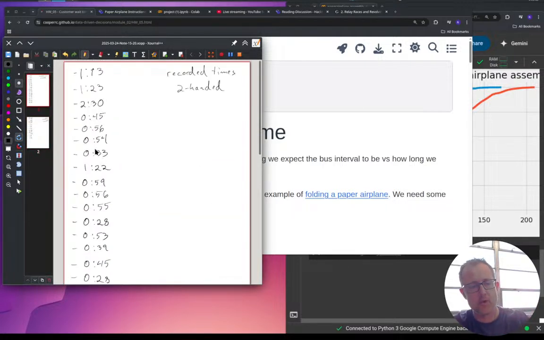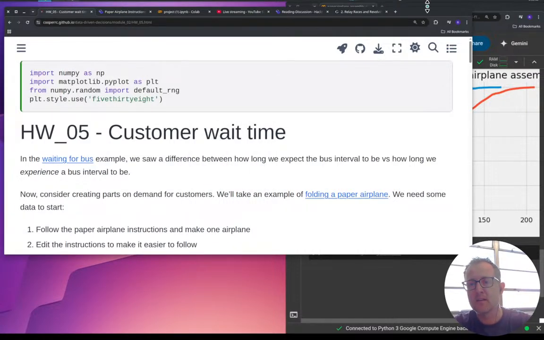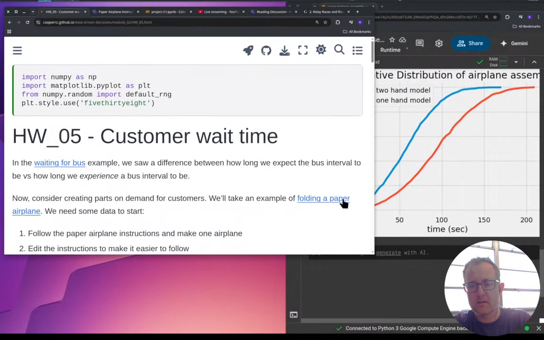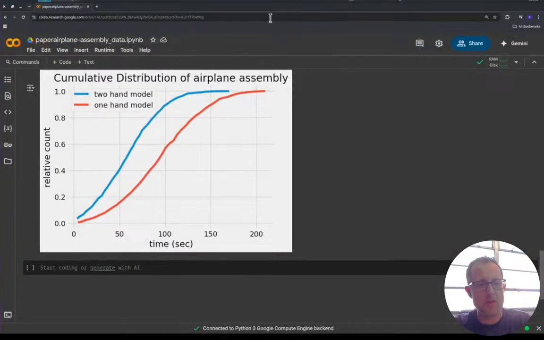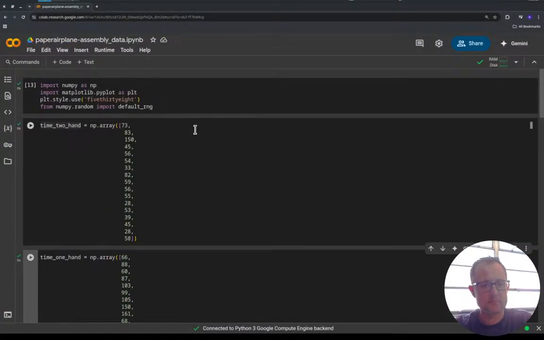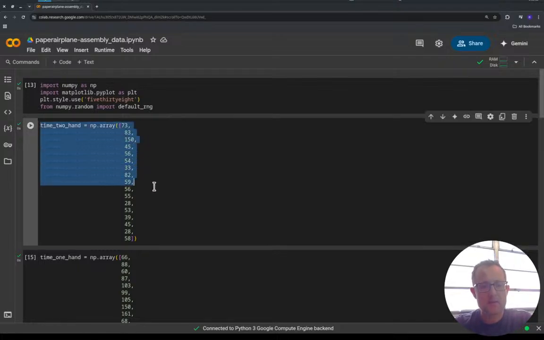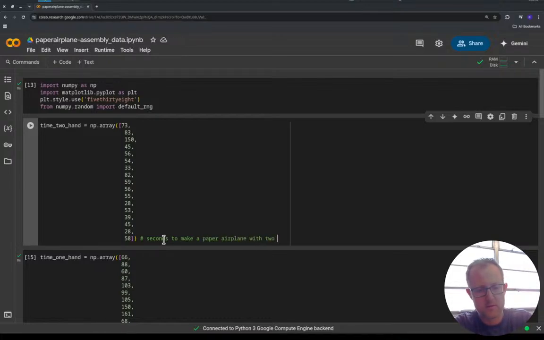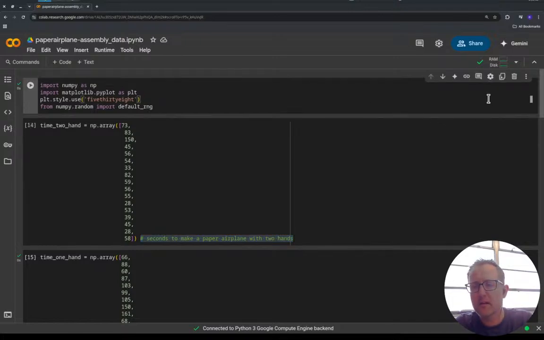I did some processing of that data and brought it over here. Let's make it big. Here we go. So I have the time for two-hand, and I entered this all in seconds. So let's write that out: seconds to make a paper airplane with two hands. Let's do this actually. We want to add a text.